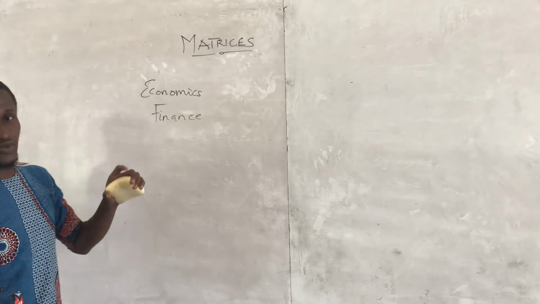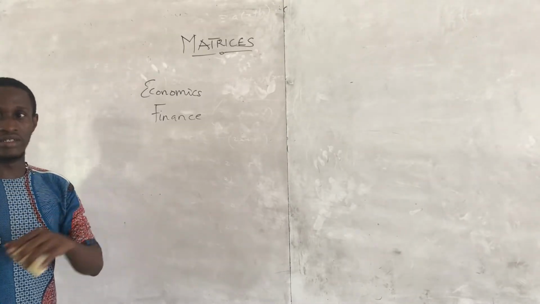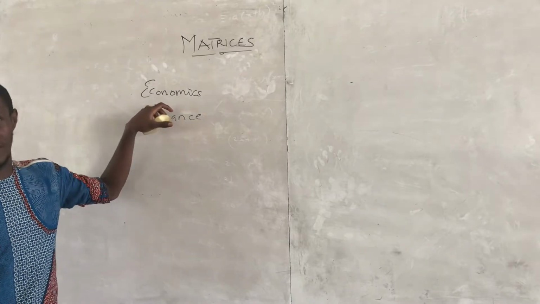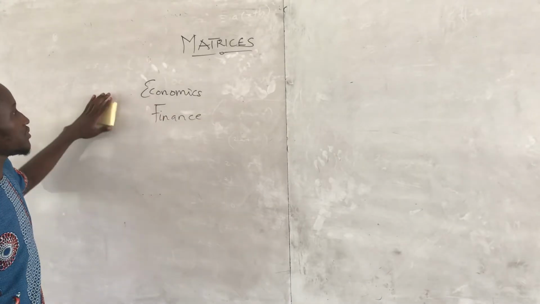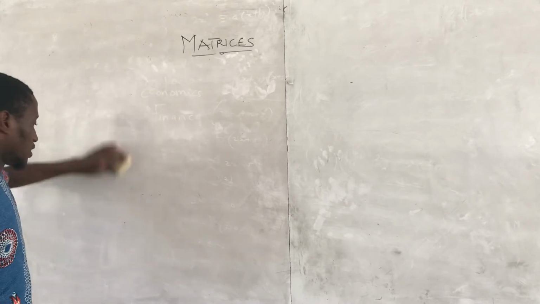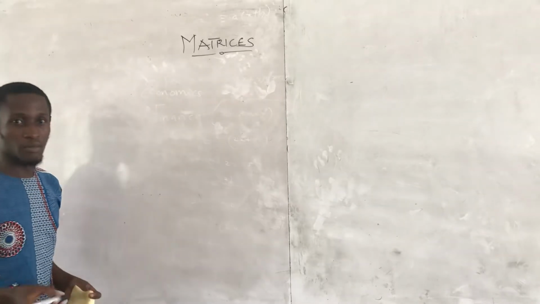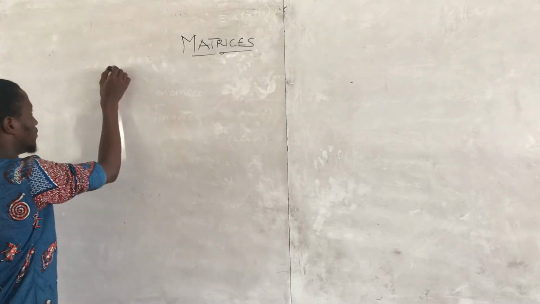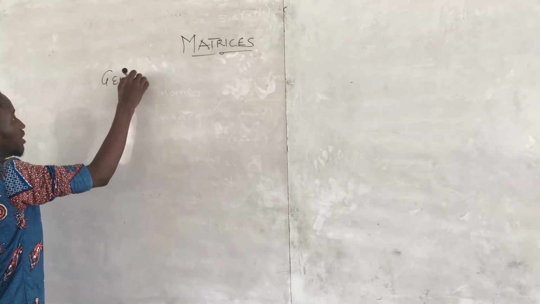But we will look at it from the SHS angle and then you link it to the economics and the finance level. So we are going to look at the general things that one should know under matrices. So general knowledge.